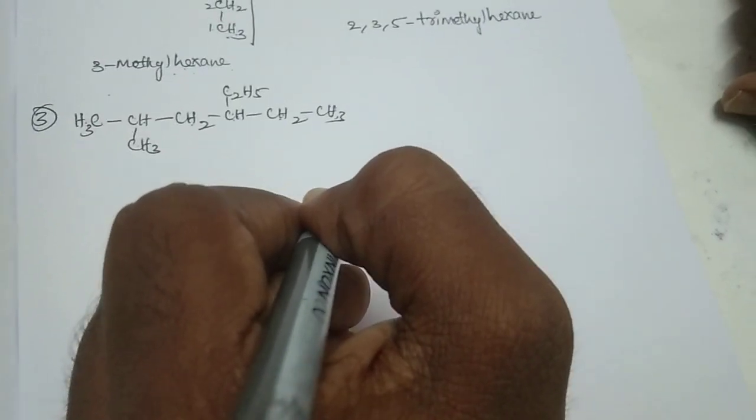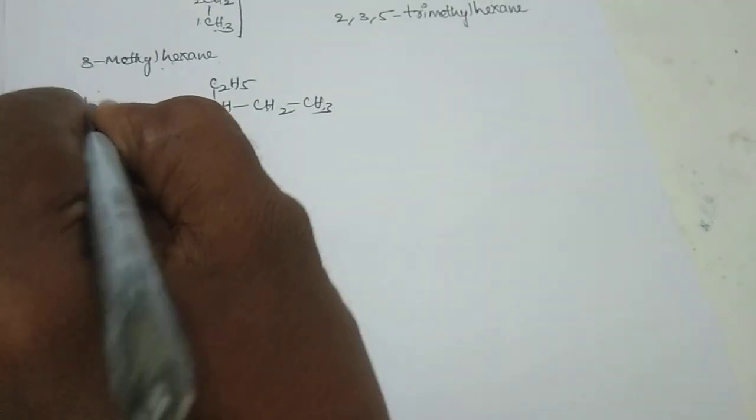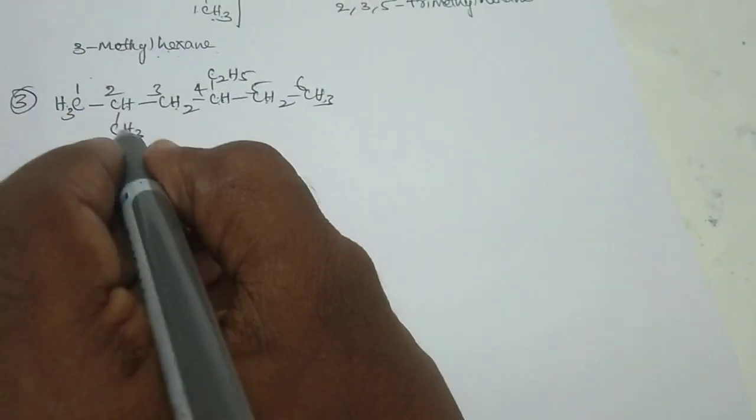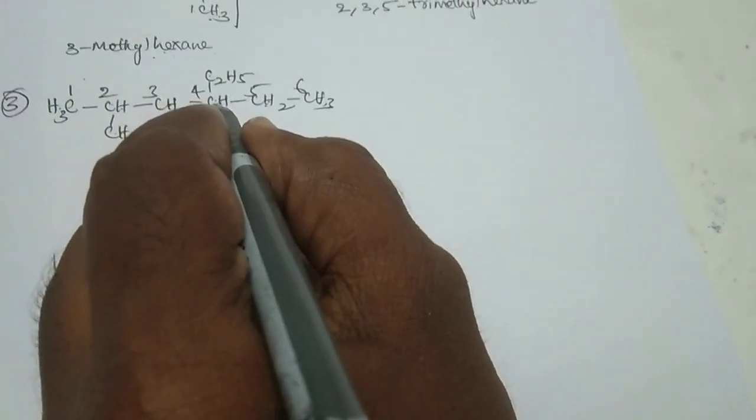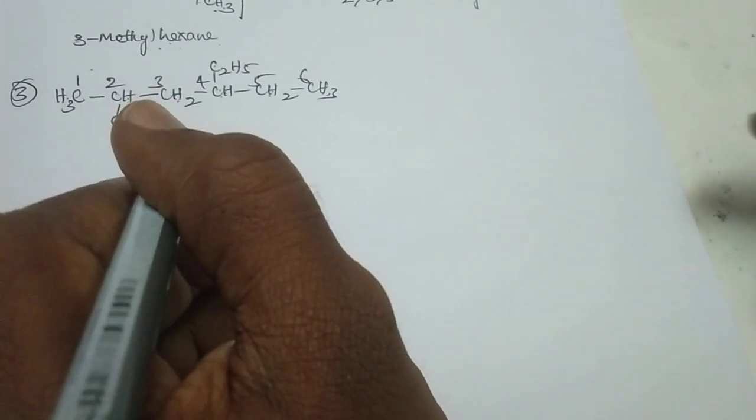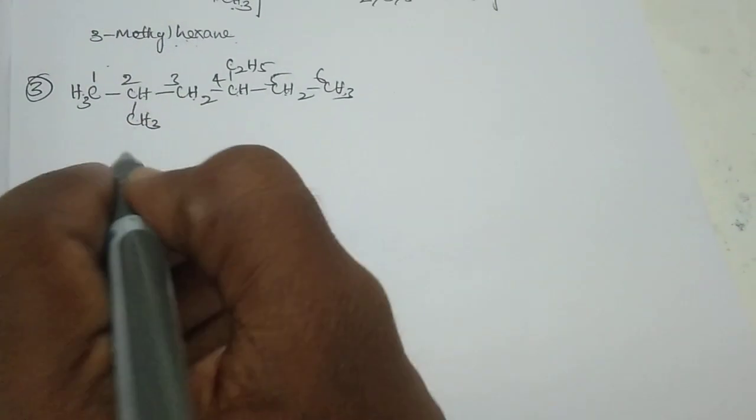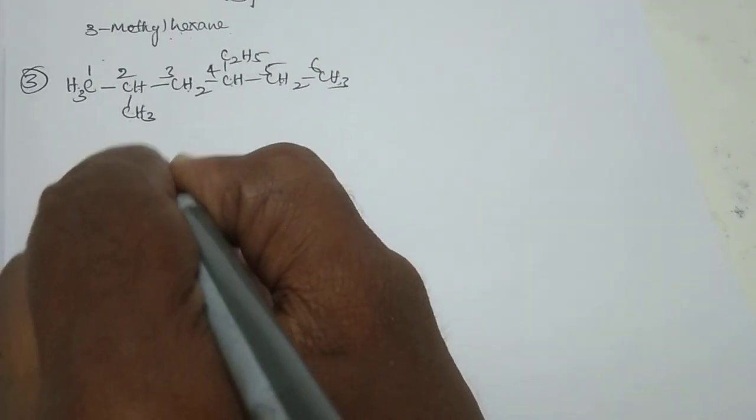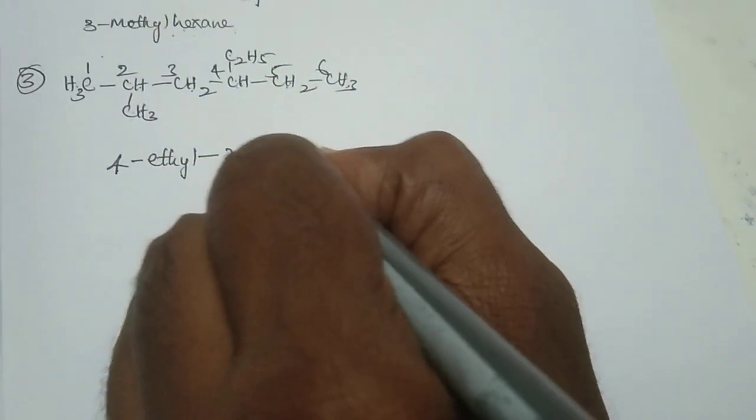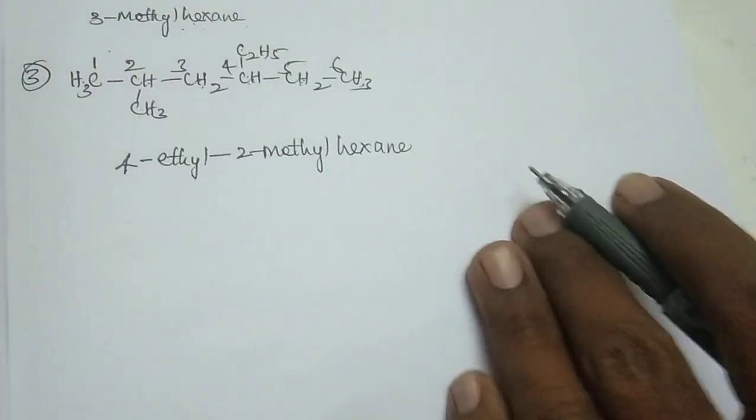So you can give the numbering from here 1, 2, 3, 4, 5, 6. On the second carbon you have the methyl group, and on the fourth carbon you have the ethyl group. So two different substitutions are there on the carbon chain. You have to give the name based on their alphabetical order. So first 4-ethyl, 2-methyl, hexane. In that way you have to give the name.